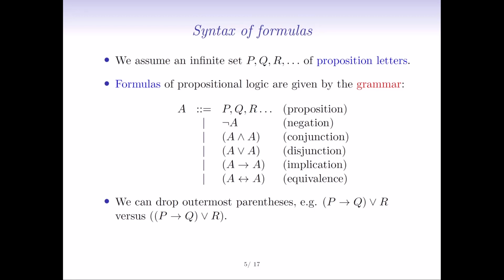Now, although I've insisted here in my grammar that all formulas should have outermost parentheses around them, so parentheses around every connective, we can notice that the very outermost parentheses obviously don't add anything to how you read the formula. The formula is still unambiguous if you drop the outermost parentheses, so we usually do. So for example, rather than writing P implies Q or R all in brackets, I will usually drop these outermost brackets here and just write P implies Q in brackets or R.